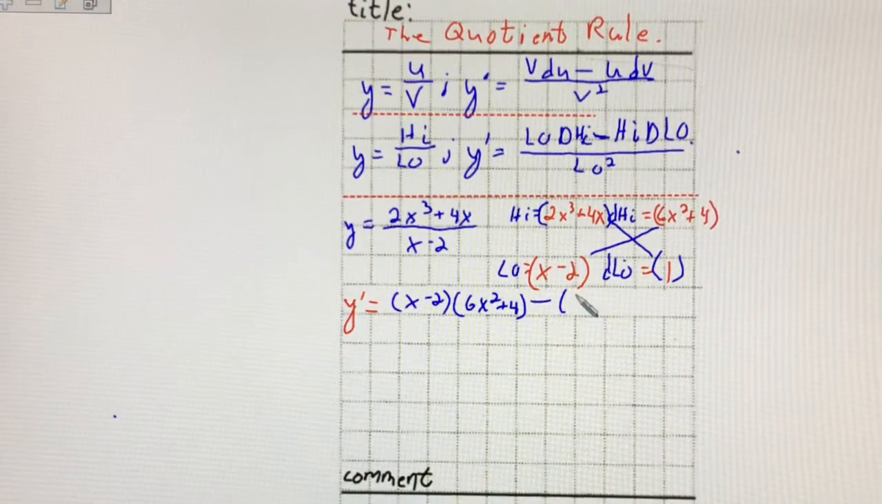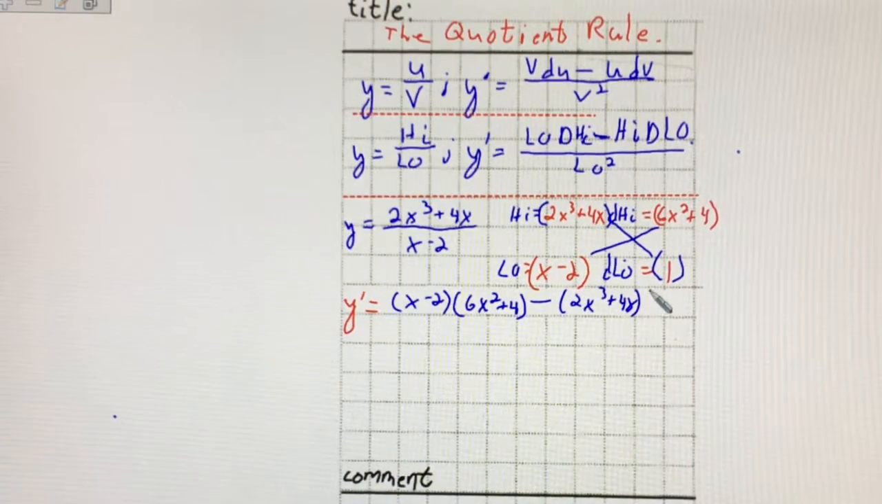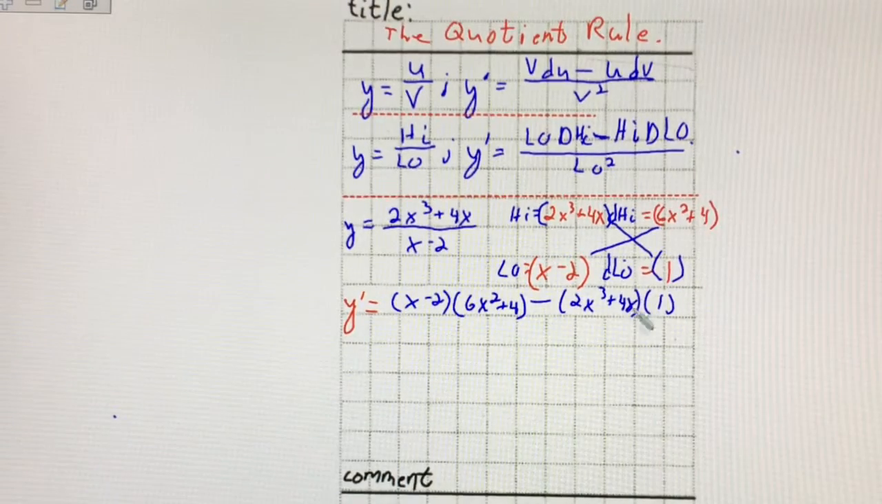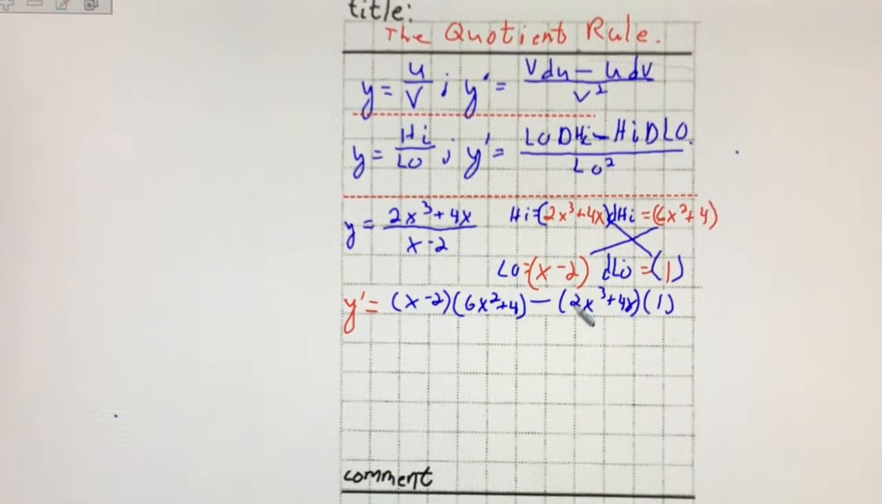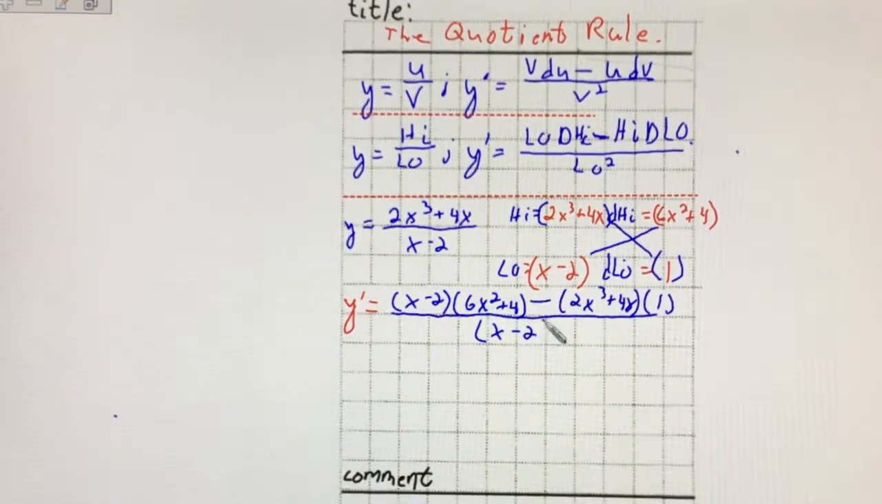That's going to give me 2x cubed plus 4x times 1. Now, just for educational purposes, I'm throwing the 1 at the back end. I know that anything times 1 is itself. I draw the line, and now I square the low. And the low is x minus 2, so then I square that.